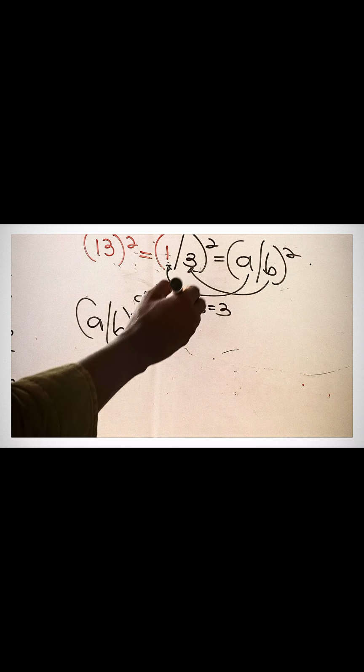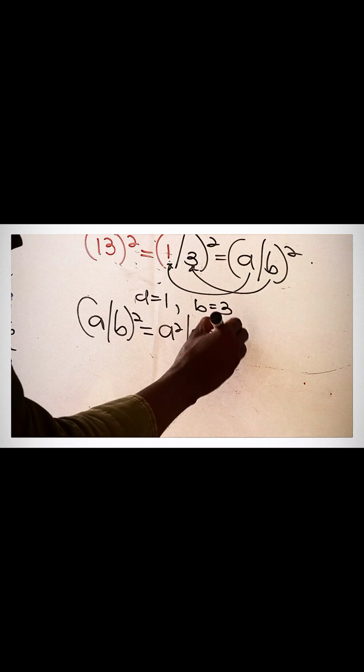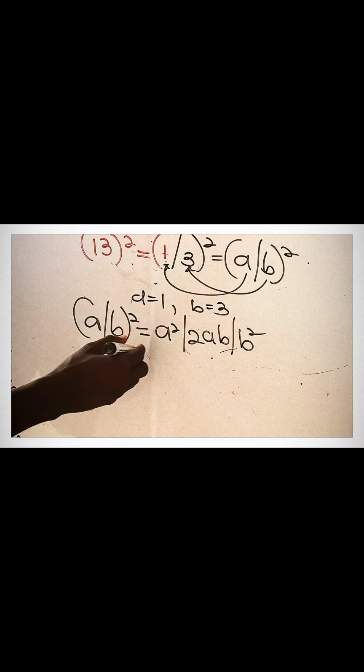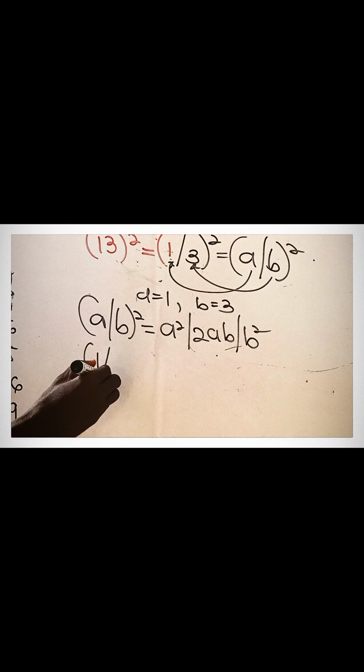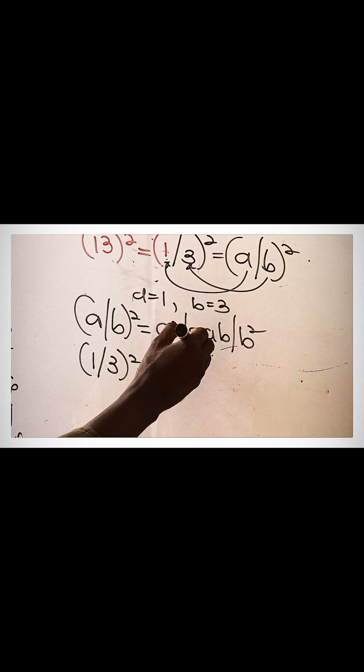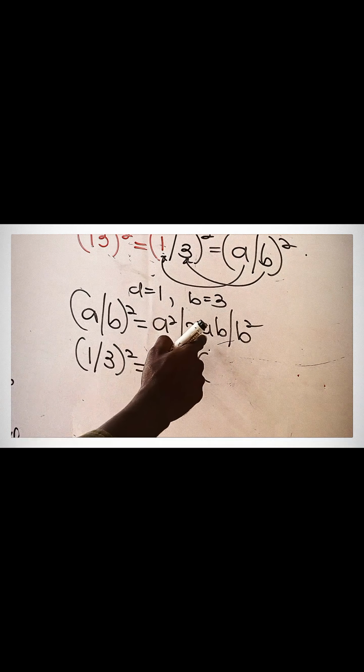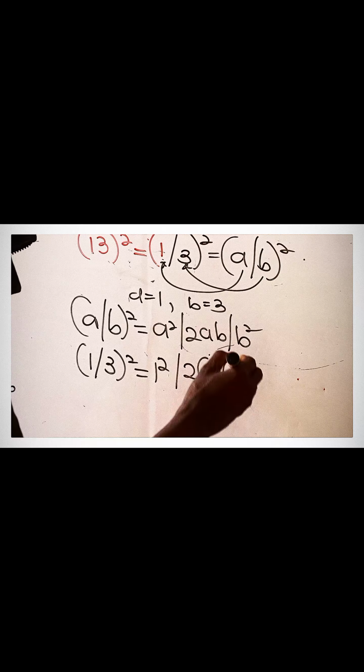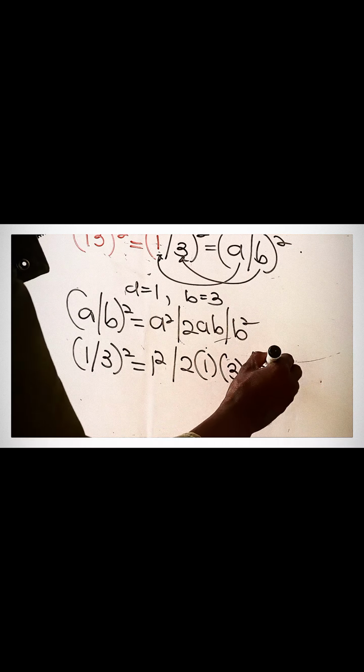all squared is equal to A squared / 2AB / B squared. And where we see that our A is 1, so (1/3) all squared is the same thing as 1 squared, then / 2 times A, which is 1, then / 3 squared, which is our B.